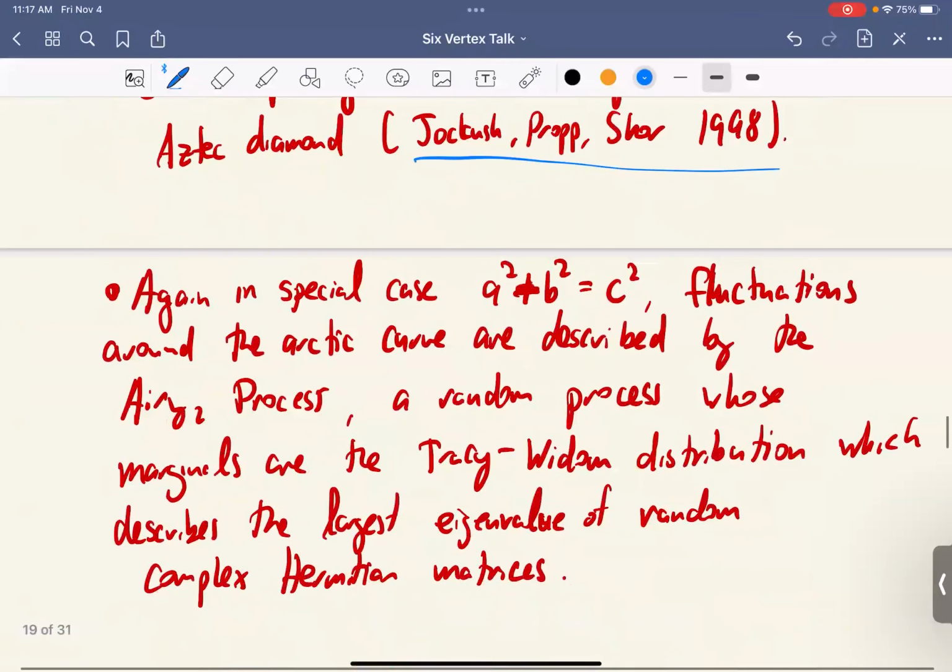And then the question of fluctuations in that case was tackled by Kurt Johansson, who showed that the fluctuations are given by the Airy process, which is a stochastic process whose marginals are the Tracy-Widom distribution, which describes the largest eigenvalue of a random complex Hermitian matrix. So there's a real random matrix connection. The last random matrix connection was just at the formal level, but this is a real connection to a probability distribution from random matrices.